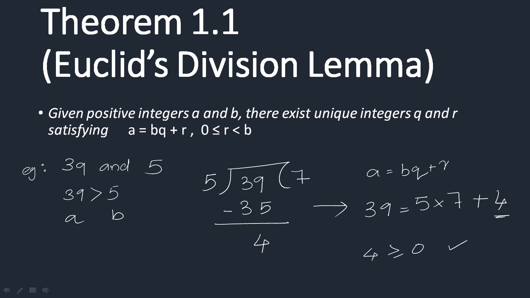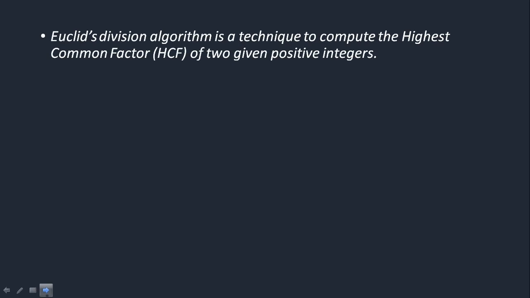So 4 should be greater than or equal to 0. That is okay. Now 4 should be less than b. So what is b here? That is 5. That is also okay. So here 39 is the dividend, 5 is the divisor, and 7 is the quotient. So 4 is the remainder. So 4 should be greater than or equal to 0 and 4 should be less than b.